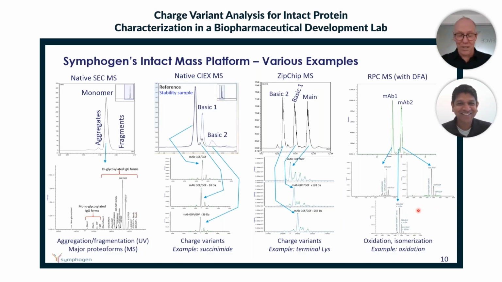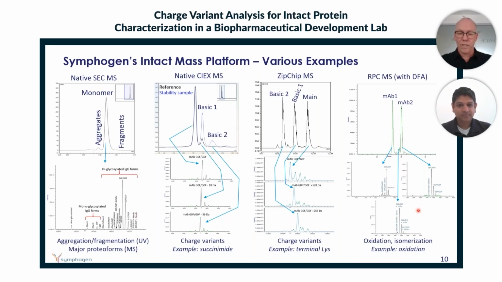When we do the cation exchange, we basically use the same solvent for loading as we use in size exclusion. That's 25 millimolar ammonium acetate, pH 5.4. The separation is not based on salt, it's based on a pH gradient. That's very important to realize when we do the cation exchange MS.